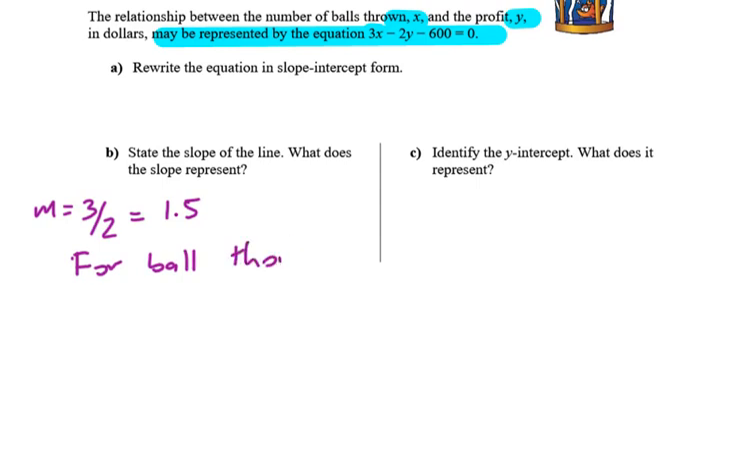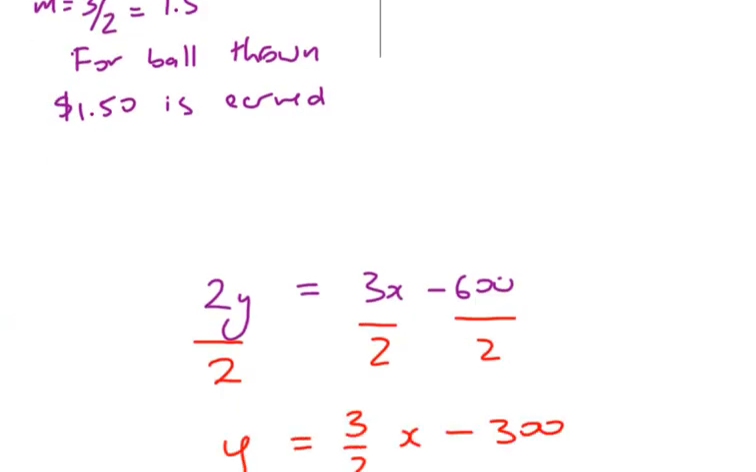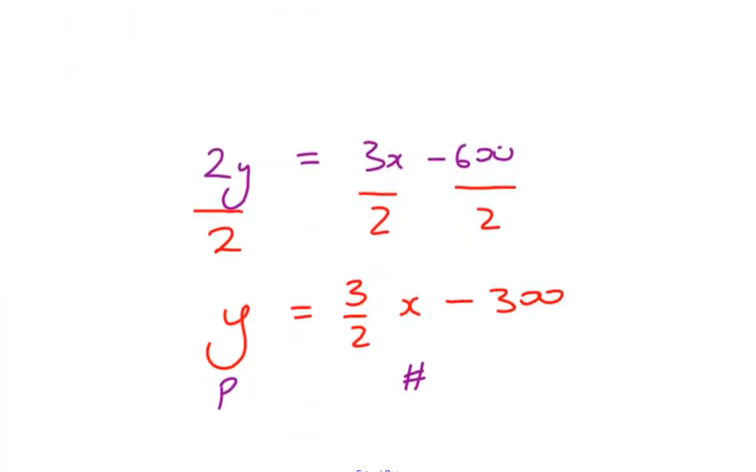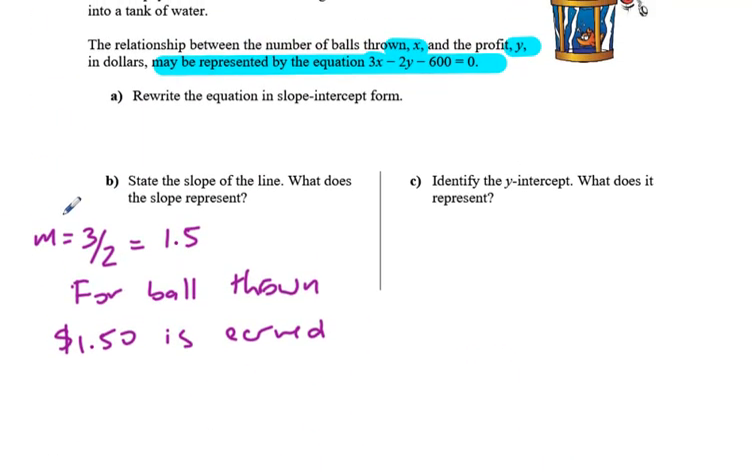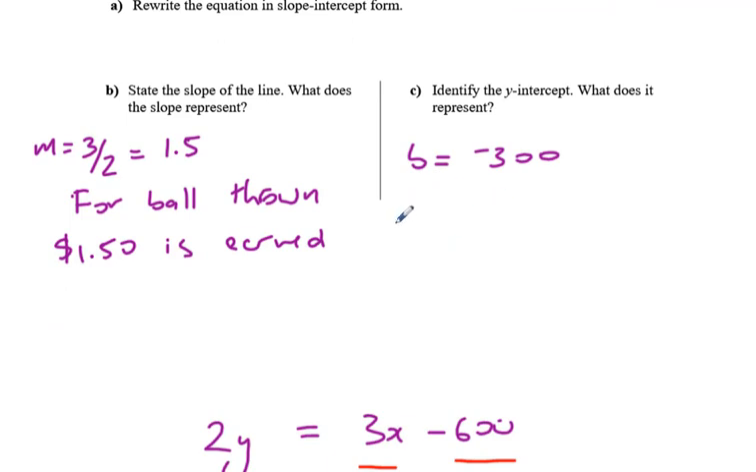thrown, $1.50 is earned. Now that may not be all straight profit because what we do have here is, of course, the minus 300, didn't we? So it looks as though the minus 300 would represent the cost of actually renting the tank. Identify the y-intercept. Well, the y-intercept is b is equal to negative 300. So this represents what?